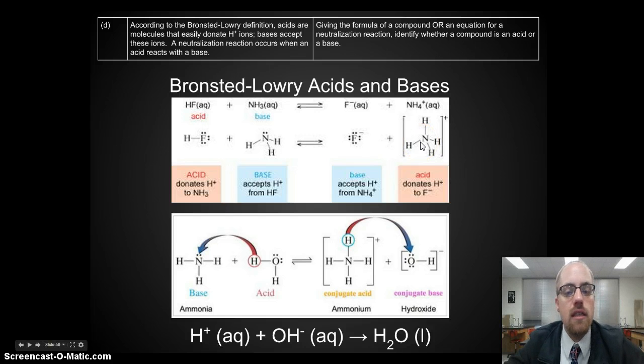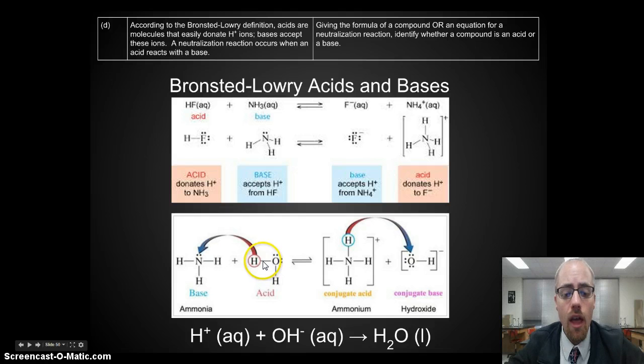Now, one of the weird things about this is that when a base accepts a hydrogen atom, it actually becomes an acid, because you'll notice this is a double arrow between these things. And we haven't talked about double arrows yet, and those will be more in standard 19 about equilibrium, but the idea is that this reaction is reversible. It goes both ways, which means that hydrogen can go back onto the fluorine, which would make the ammonium an acid and the fluoride a base.